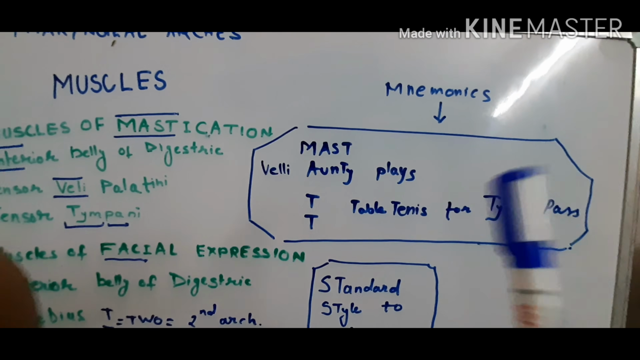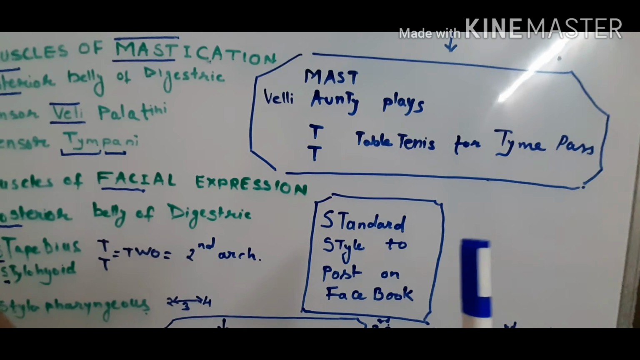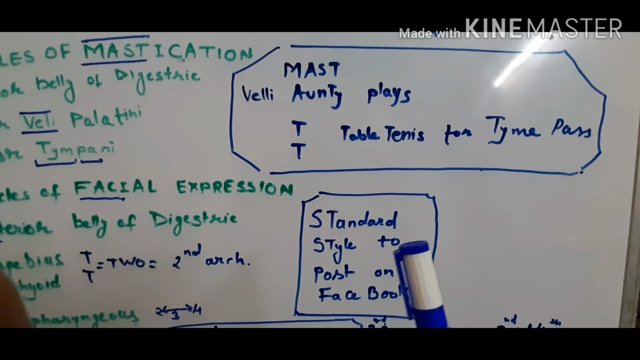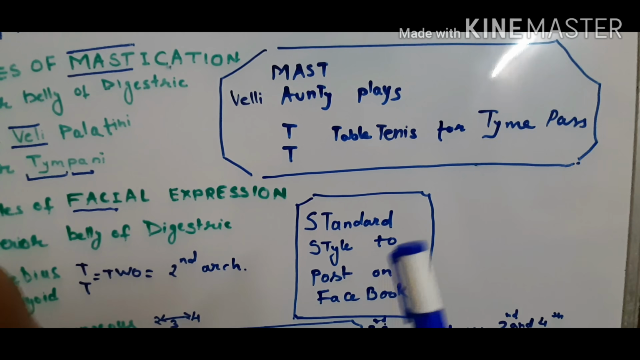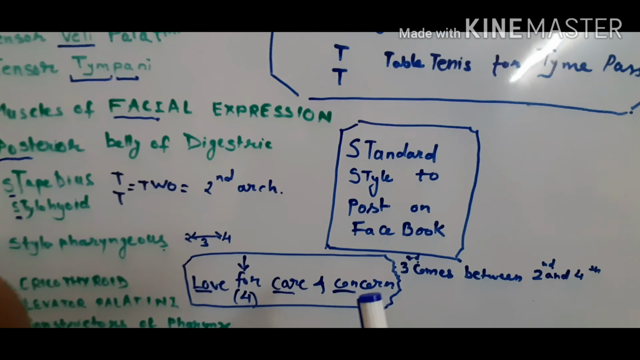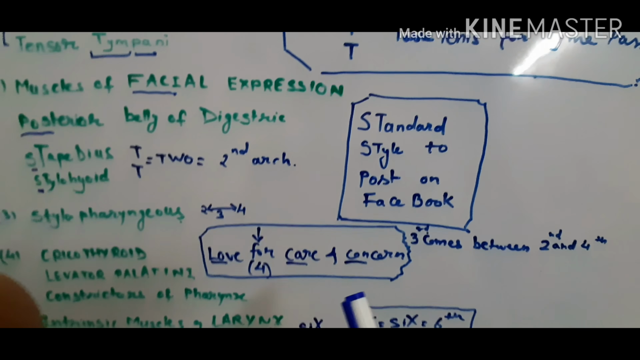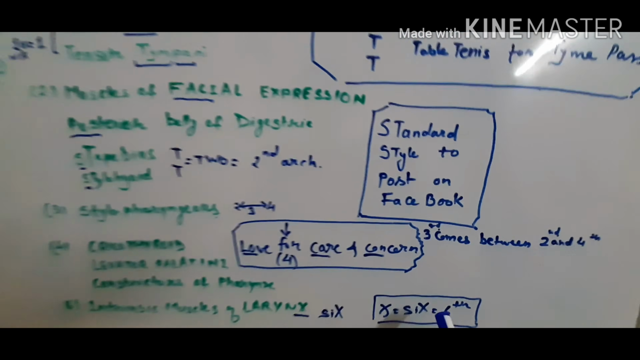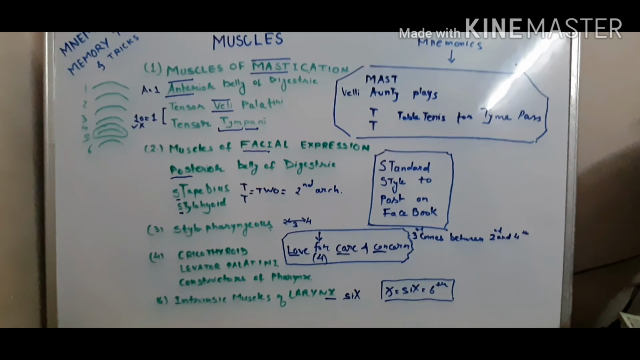So here you have to remember 4 things. Must veli auntie plays table tennis for time pass. She posts standard pic in style on Facebook, and she has love for care and concern, and this is 6th. Hope this will help you in remembering this topic.